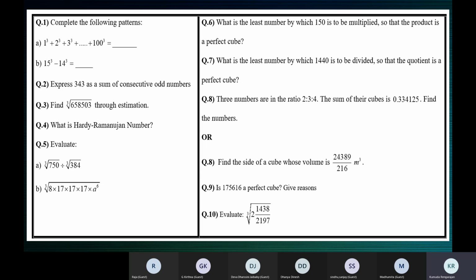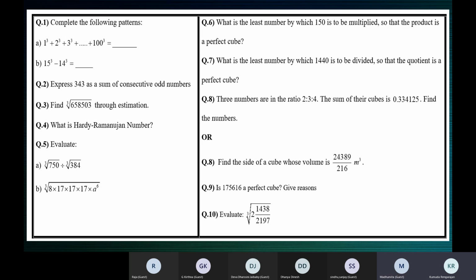What's up? Ma'am, I got the answer. Yes, Madhumita, what is the answer?